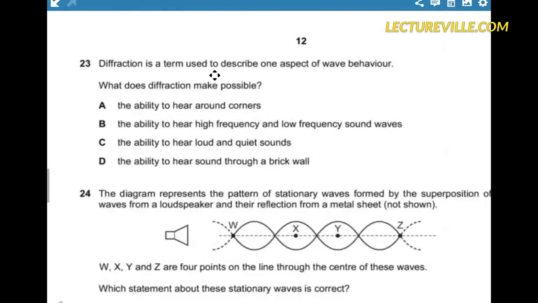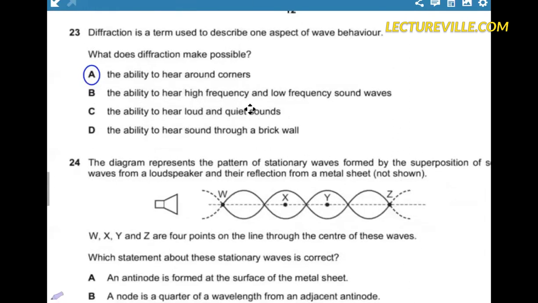Diffraction is a term used to describe one aspect of wave behavior. What does diffraction make possible? The ability to hear around corners, yes, that is done by diffraction. The ability to hear high frequency, no, it does not change frequency. It is not the Doppler effect, it is diffraction. Diffraction does not affect frequency. The ability to hear loud and quiet sound, no. The ability to hear sound through a brick wall, no. So it is the ability to hear around corners.